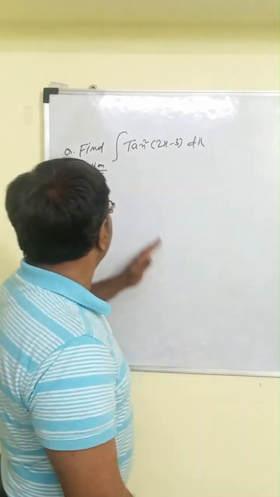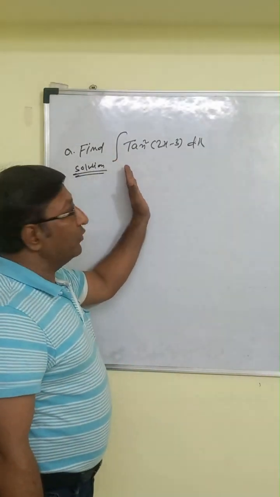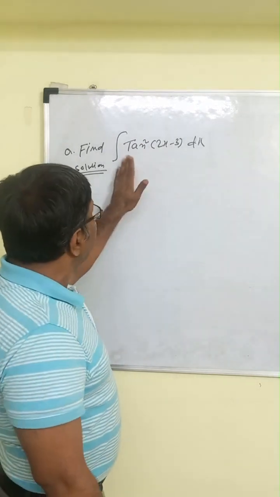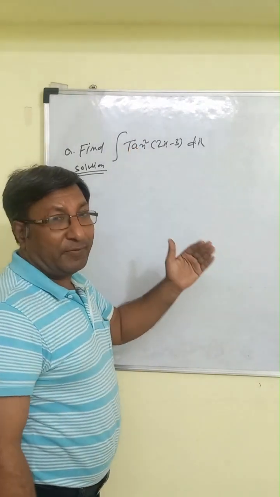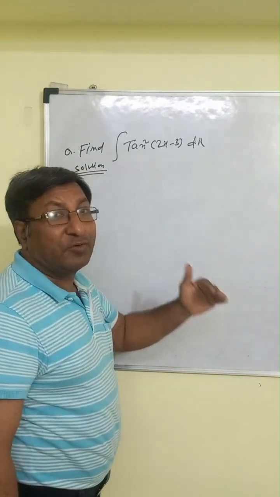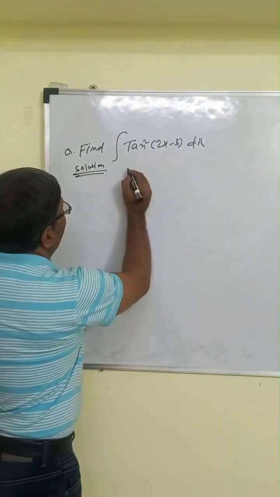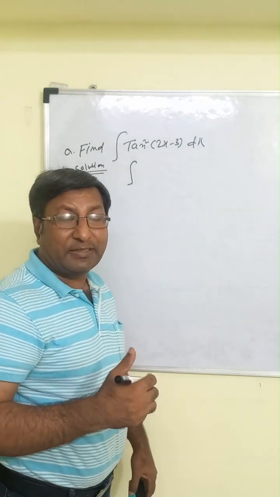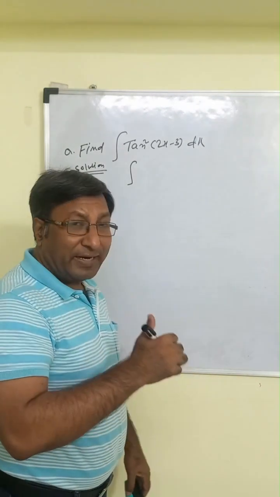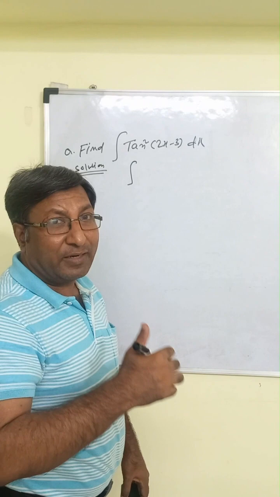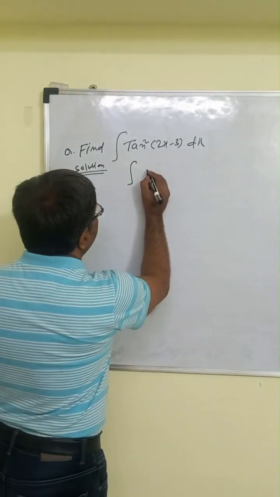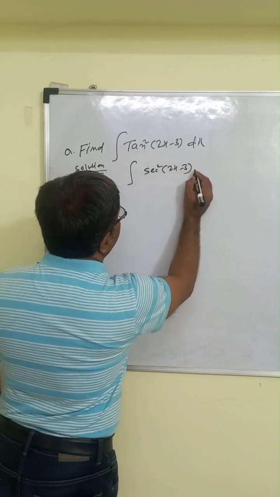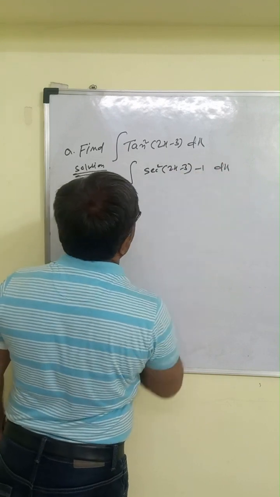Let us see the question. Find the integration of tan square of 2x minus 3 dx. For this type of question, tan square is given, so just convert tan square into sec square. We know 1 plus tan square theta is sec square theta. So tan square theta will be sec square theta minus 1. So we will get sec square of 2x minus 3, minus 1, dx, right?